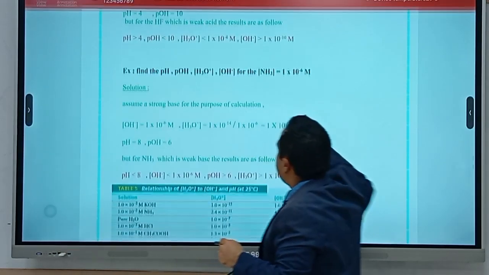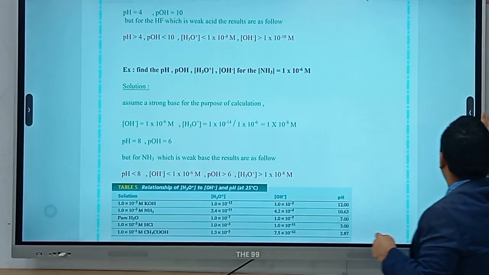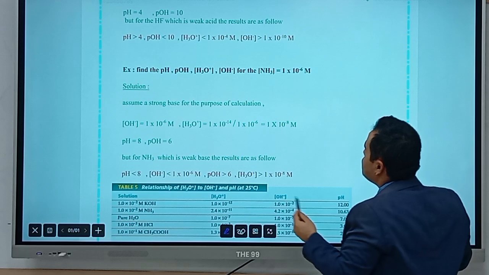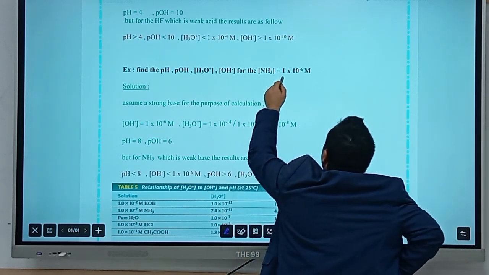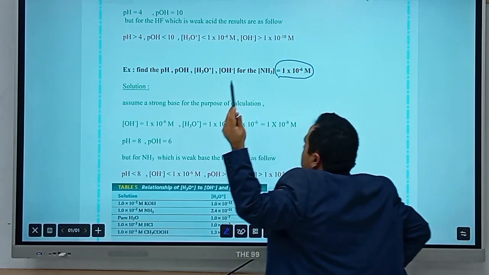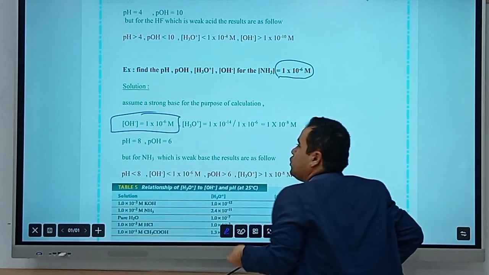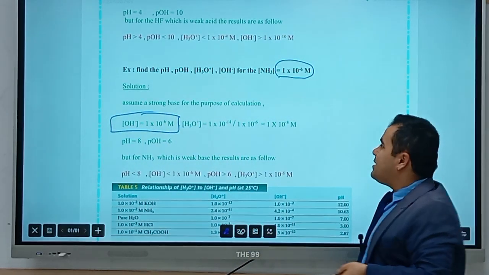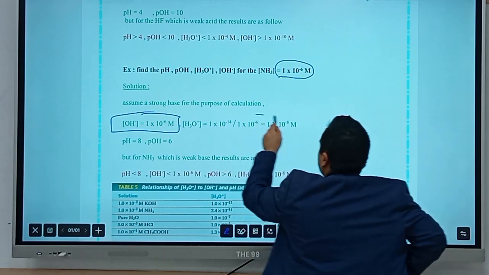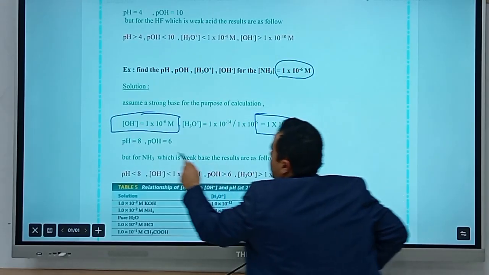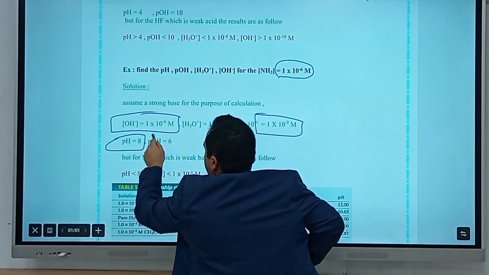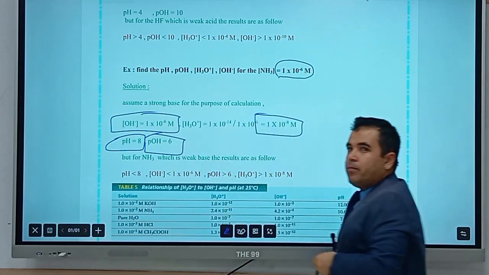For the weak base, the same strategy applies. The concentration of ammonia is given as 1×10^-6 molarity. From this we can determine the hydroxide concentration directly as 1×10^-6, and then the hydronium is equal to 1×10^-8, pH is equal to 8, pOH is equal to 6.